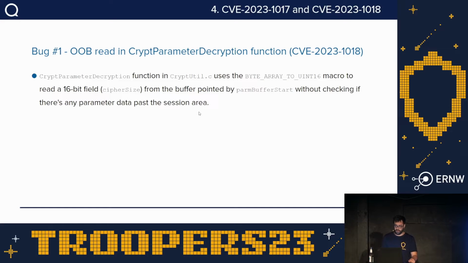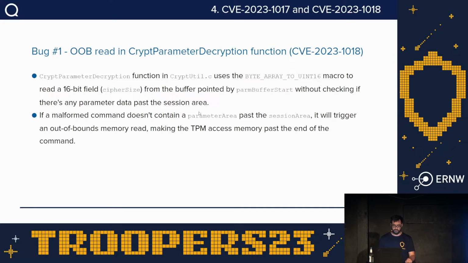So what's the problem here? It is using that macro to read a 16-bit field from the buffer pointed by the parm buffer start without checking if there's any parameter area past the authorization area or session area, it's the same. So basically, if we send a command that doesn't contain a parameter area after the session area, we will trigger an out-of-bounds read, and the TPM will access memory past the end of the command.